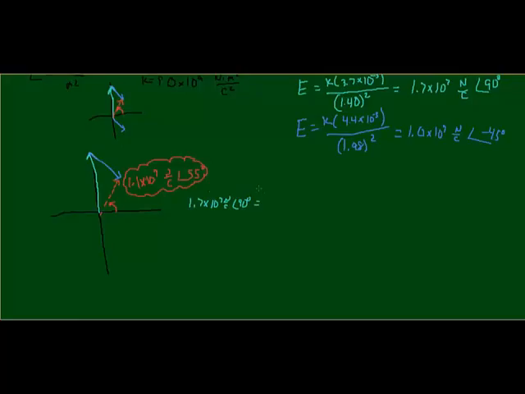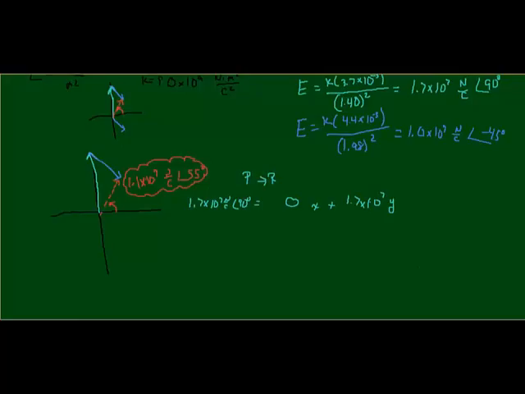This is polar. I'm changing from polar to rectangular. First the x, rectangular x is going to be 0 in the x plus 1.7 times 10 to the 7th in the y.